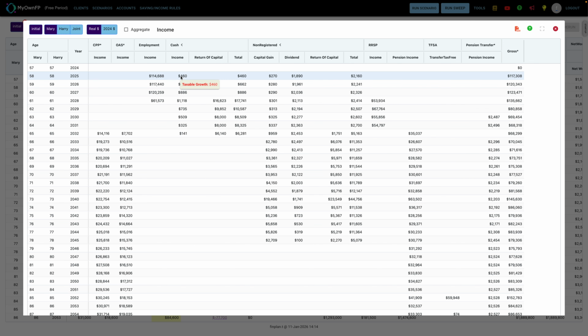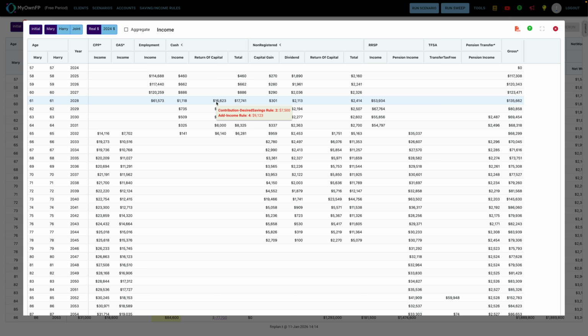Income for cash, this is a taxable growth thing that has come in. If we look at return of capital, this is just, we do put it into gross. It's taxed at 0%. There's an exclusion rate for it. So return of capital goes into gross, so we know that is money that we actually have available to us. But it is not taxed in any way. So it's not taxable.